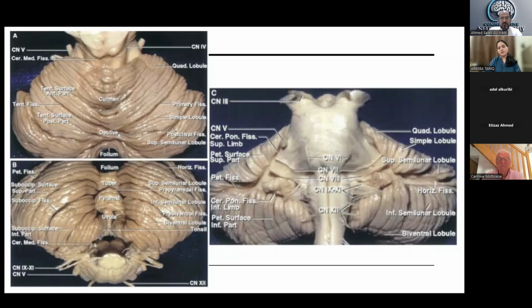Now, on the petrosal surface, we can see that this fissure is very deep, and it is known as the petrous fissure. It divides the surface into a superior part and an inferior part, and again, we can see the brainstem, the pons, and the medulla over here.